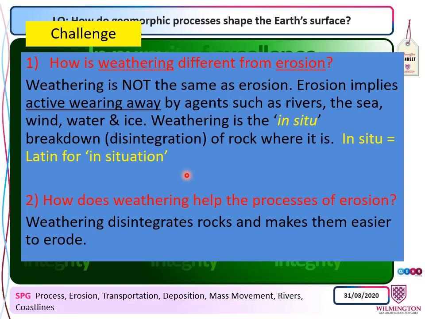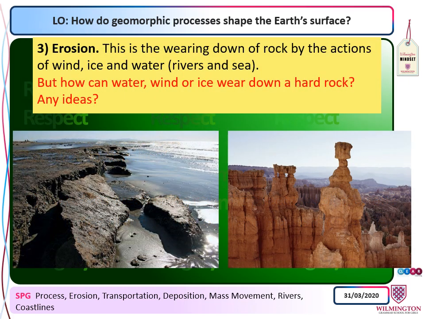How does weathering help the process of erosion? Well, as I've explained to you just now, the weathering breaks up the rocks, it disintegrates the rocks, and it makes them therefore easier to erode because they're loose. They can be easily worn down and then removed, taken away. So let's look at erosion itself.